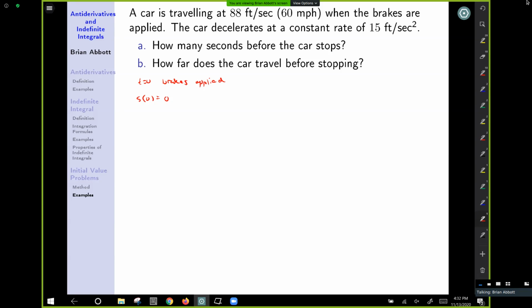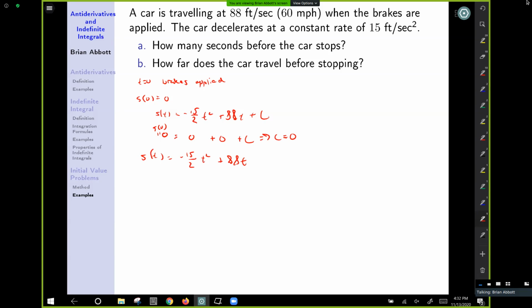So using this initial condition, now we have something to pair with our formula of s of t equals negative 15 over 2 t squared plus 88t plus c. S of 0 equals 0. Plug in a 0, get 0 plus c. This tells us that c is equal to 0 in this case. So now we have a concrete position function: s of t is negative 15 over 2 t squared plus 88t.